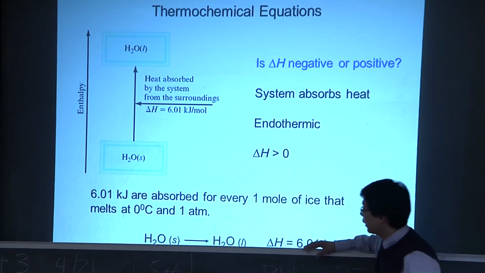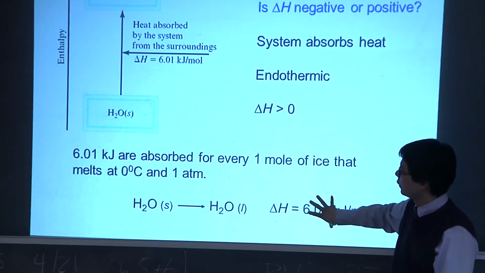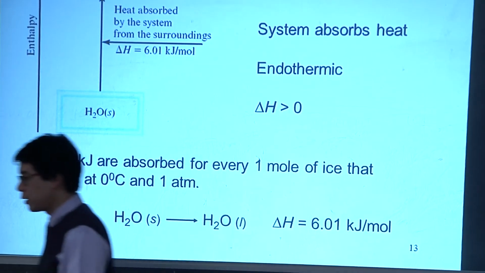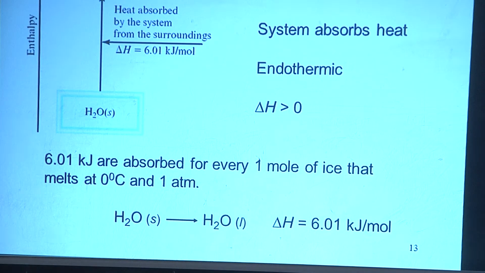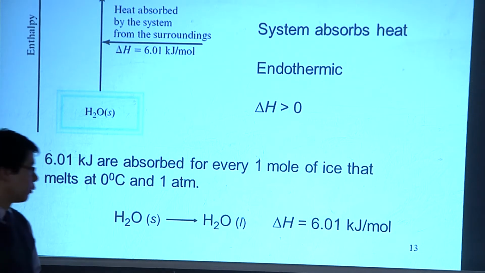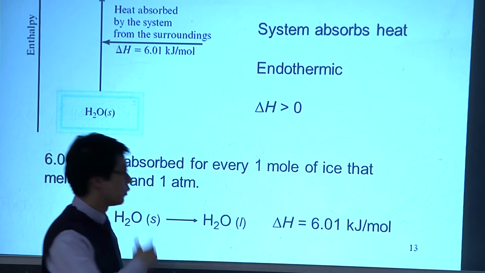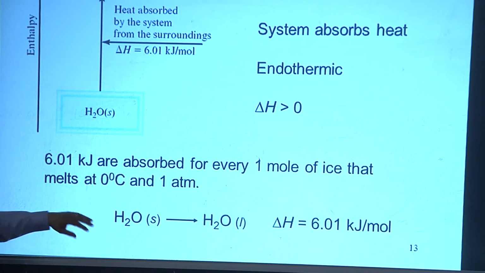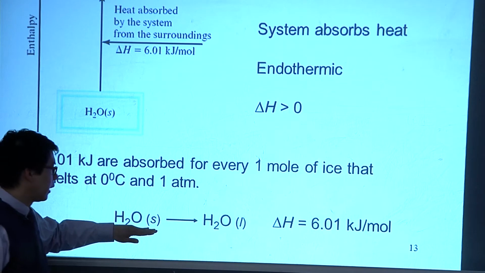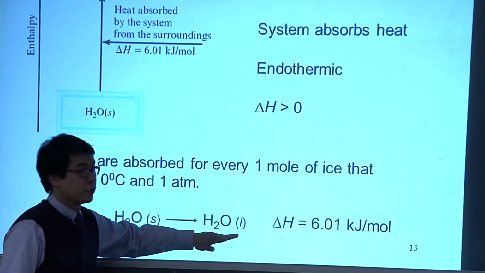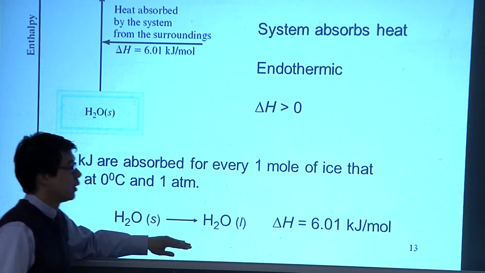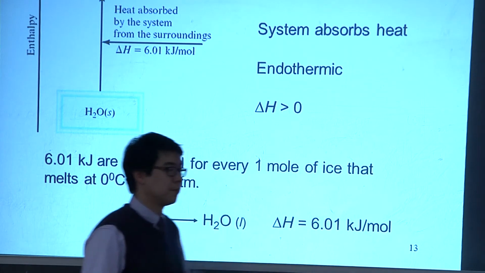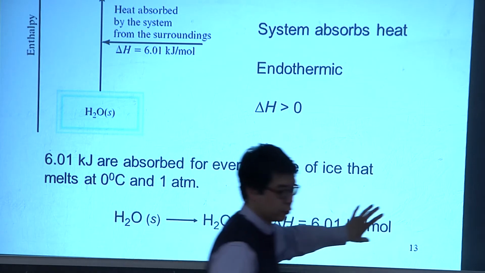Here's the way it's often going to be written. Your book toward the end has a table of delta H's of reaction, or delta H's for all different kinds of processes. At this point, you don't have to memorize them. And this is how it's going to be written. You're going to have your reaction or the process that occurs, and the delta H per mole associated with it. So 6.01 kilojoules per mole.